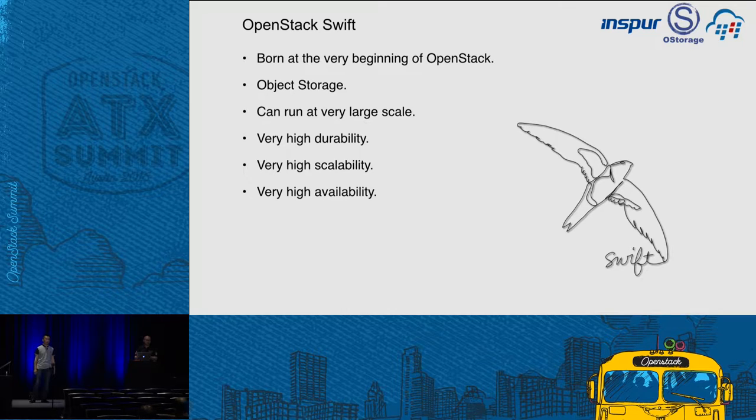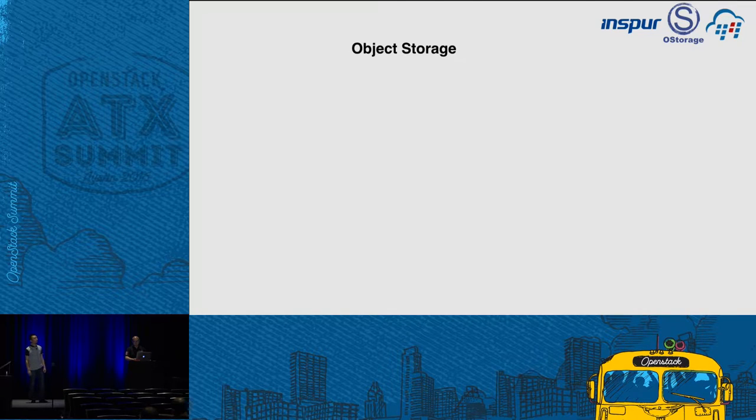At Rackspace, they store hundreds of petabytes of data in Swift clusters. Swift can also provide very high durability, scalability, and availability. So it is a very good storage system that can run at a very large scale. We say Swift provides object storage services, so what is object storage?